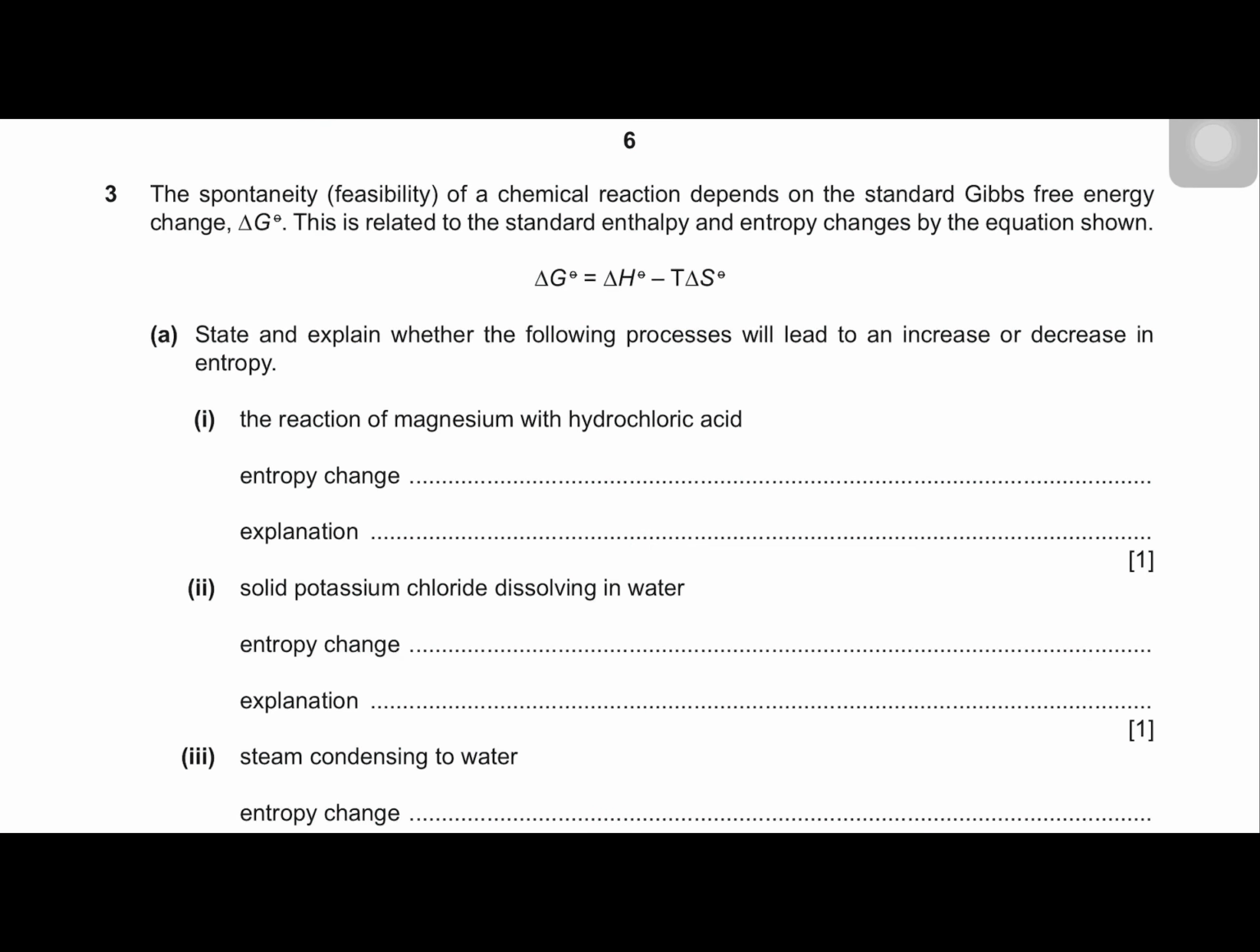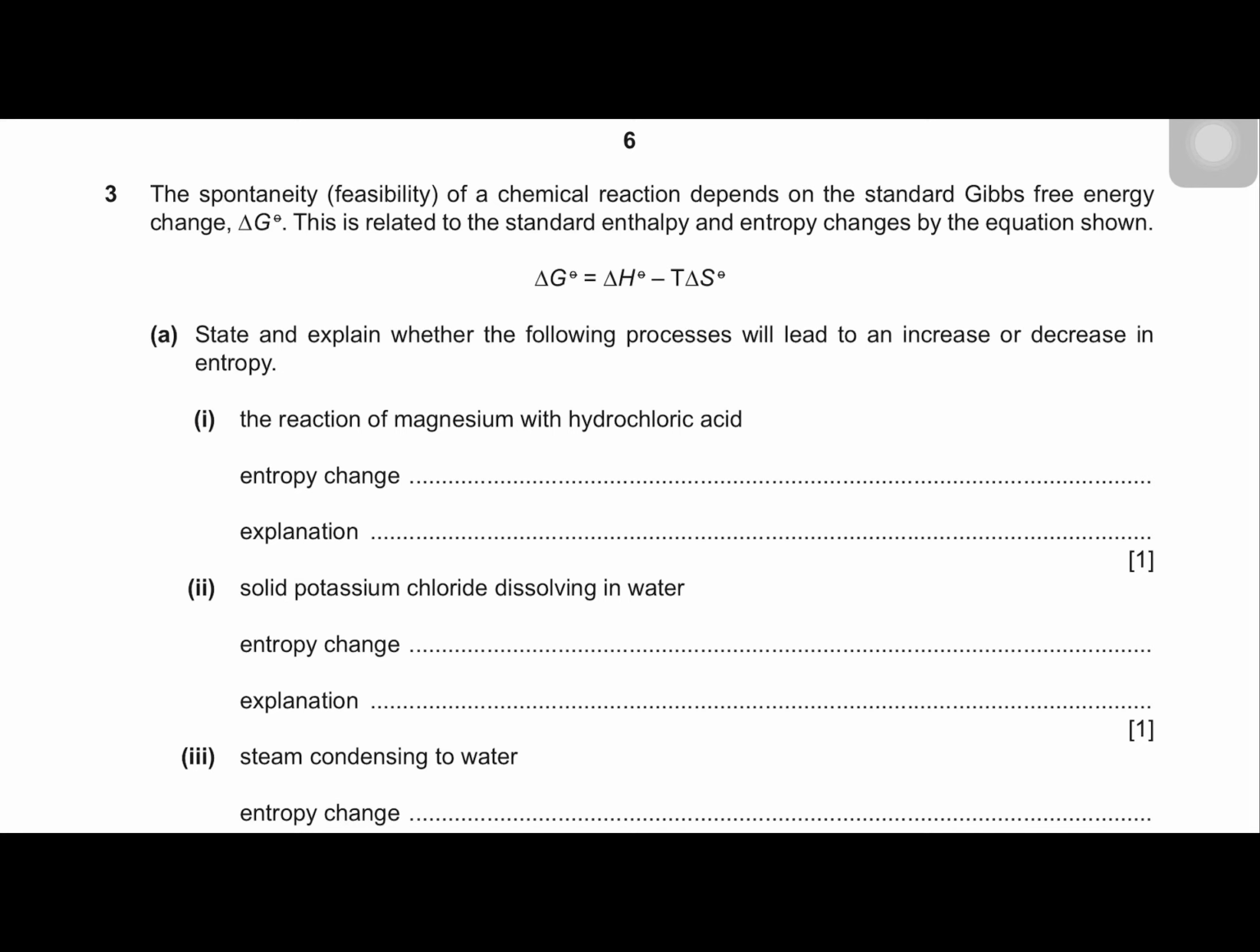Video by Cameron 5. Now, after having studied the Gibbs free energy, the theoretical part of this chapter is entirely done. And now we're going to be doing some past paper practice to solidify understanding. So the spontaneity, feasibility of a chemical reaction depends on the standard Gibbs free energy change. This is related to the standard enthalpy and entropy changes by the equation shown.